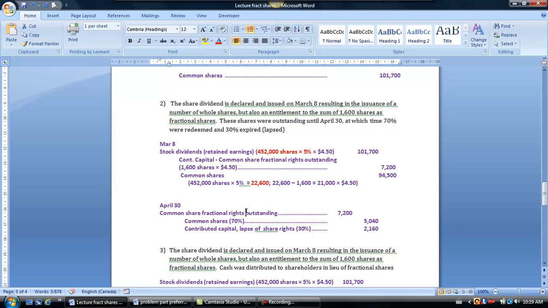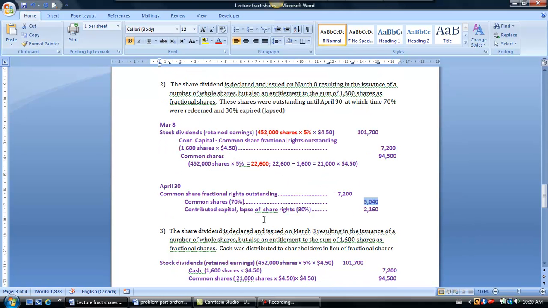So what that means is that we no longer have any fractional rights outstanding because they were either exercised or they weren't. They expired. So of the fractional share rights that we had, 70% of them were exercised and traded in for full shares. So 70% of this is going to give you $5,040 of new share equity. All right, and that means that the amount of contributed capital that lapsed, of course, is going to be $2,160, the other 30% of this.